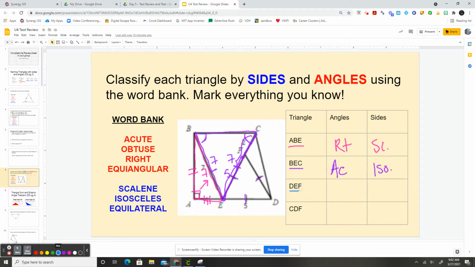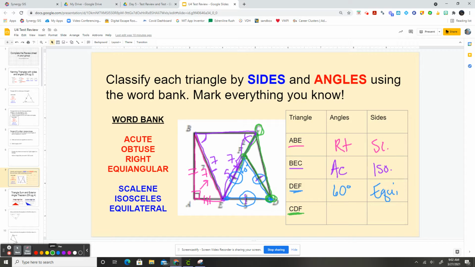Then if we come down to DEF, D to E to F, well, we already talked about that's equilateral. So it's equiangular, which means all of those corners are 60 degrees, right? It's not expressly asking me that, but I could put that in. I know my drawing's starting to get a little cluttered. They always do.